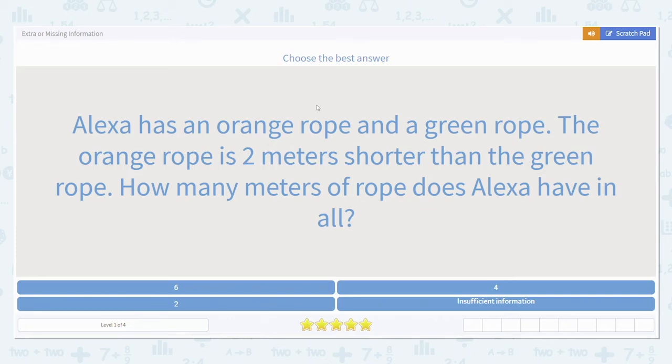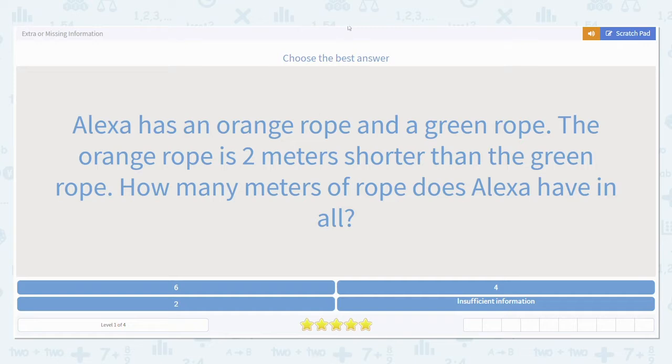Today we're going to talk about how to identify extra or missing information in a question. Here's an example. Alexa has an orange rope and a green rope. The orange rope is 2 meters shorter than the green rope. How many meters of rope does Alexa have in all?